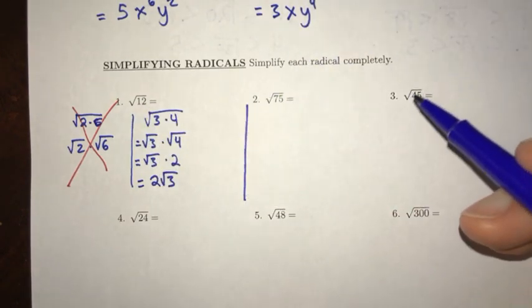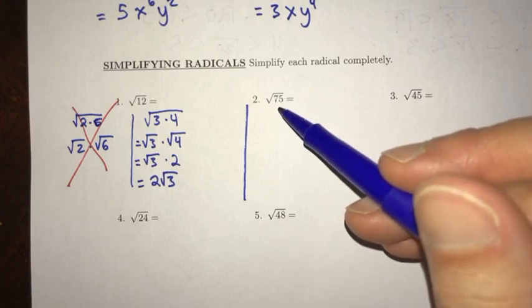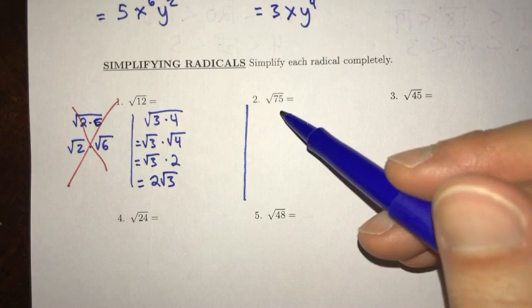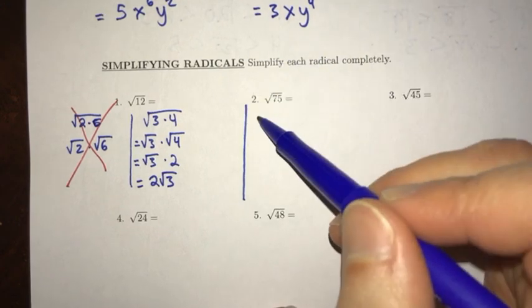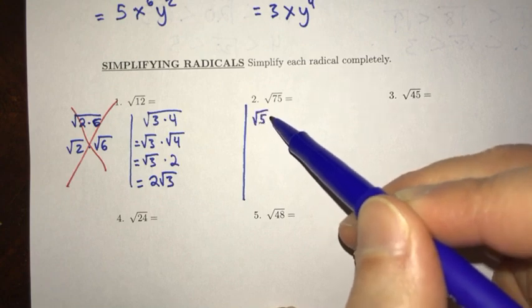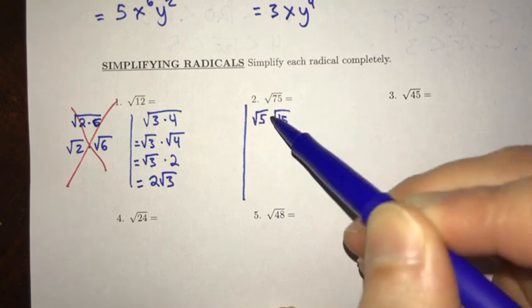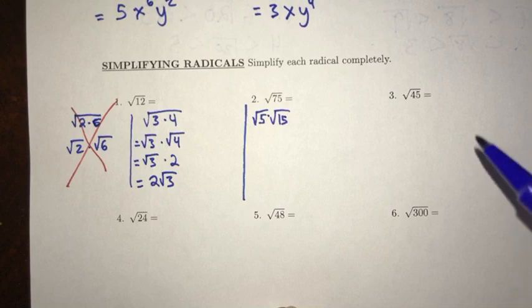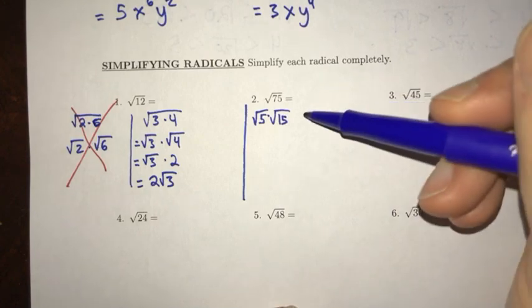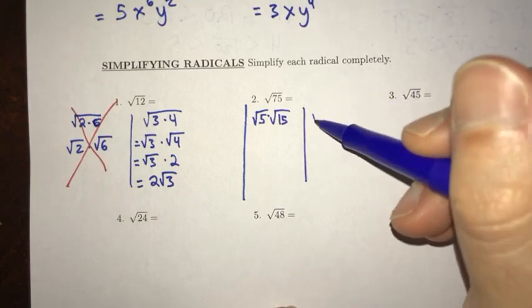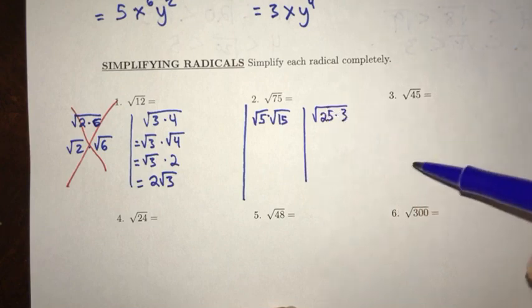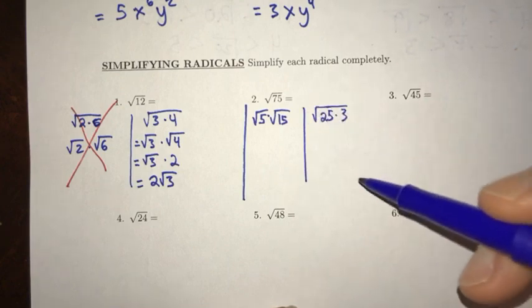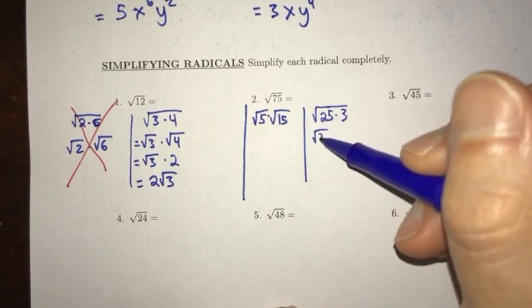Square root of 75. I want to break this up with multiplication. Can you think of two numbers that would be convenient to break it up with? What I'm thinking first is, how about 5 and 15? 5 times 15 is 75, actually. Another way to break this up would be to do 25 times 3. Those multiply to be 75. And I could break it up like this.